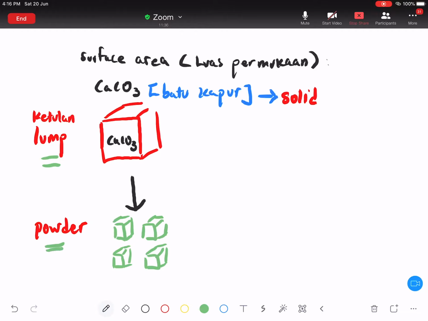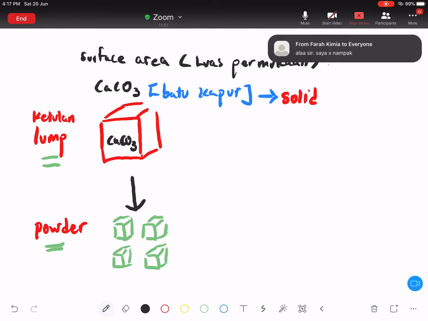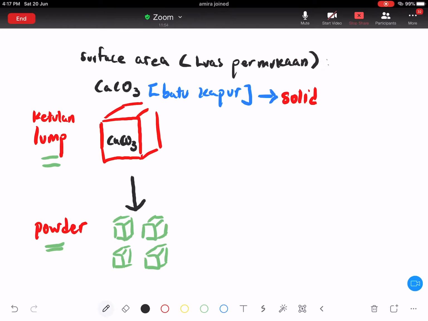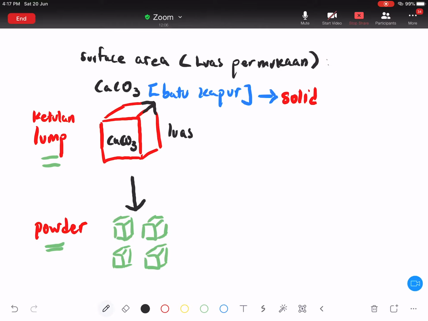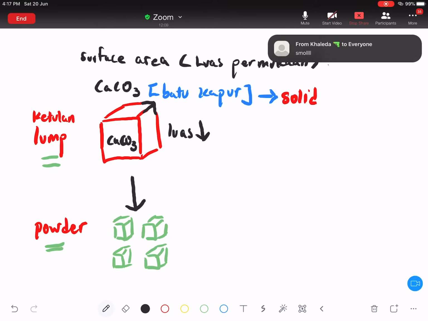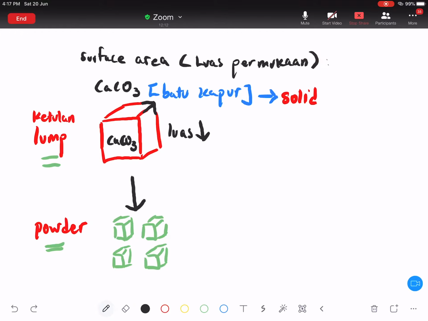Guys, can I ask you something? When the calcium carbonate is in a big lump, is its surface area big or small? Oh, sorry Farah, I forgot you. It's okay. The big lump has a very small surface area, and the green one has a larger surface area. Right or wrong?